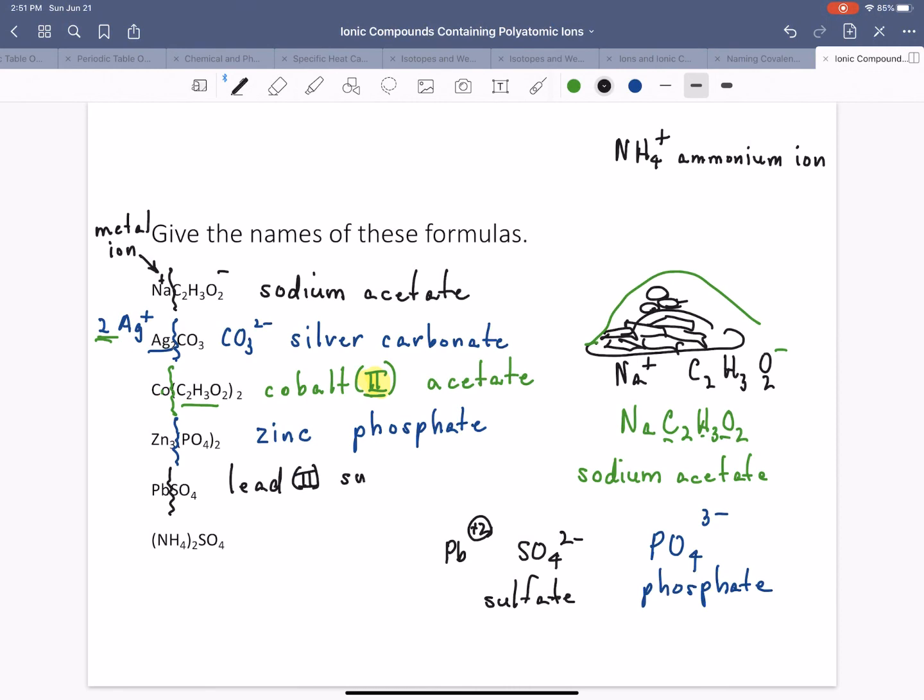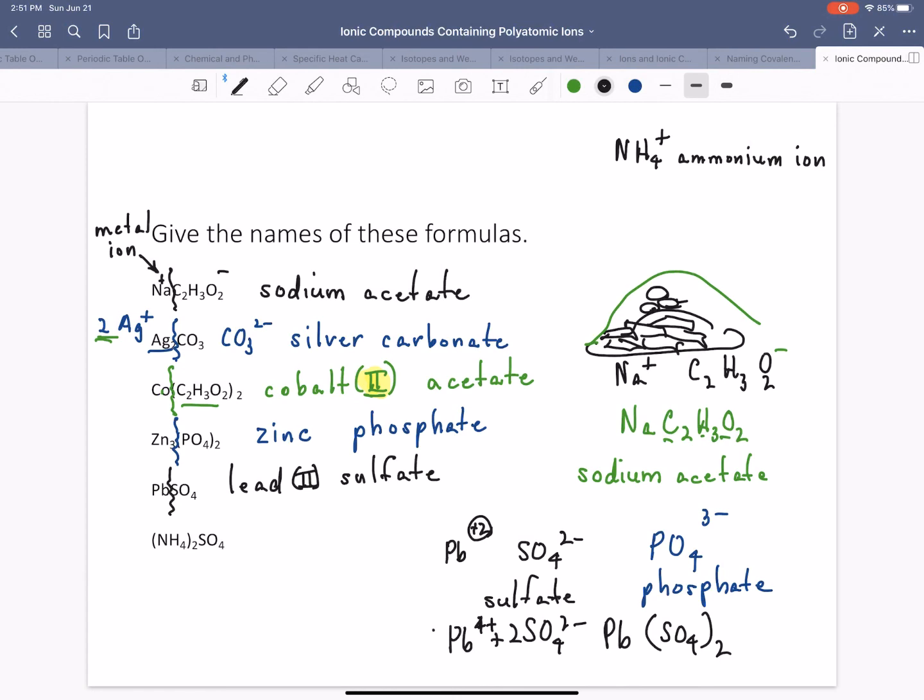sulfate. If I didn't say lead 2, if I just said lead sulfate, would it be wrong? Yes, because there is also the possibility of lead 4 sulfate. And lead 4 sulfate would have 2 sulfates. It would have a different formula, and it would have different properties.